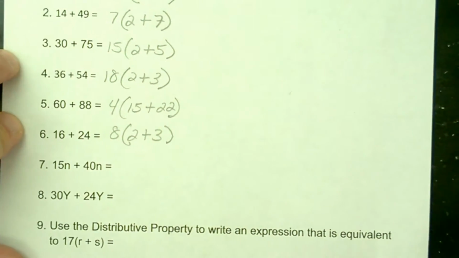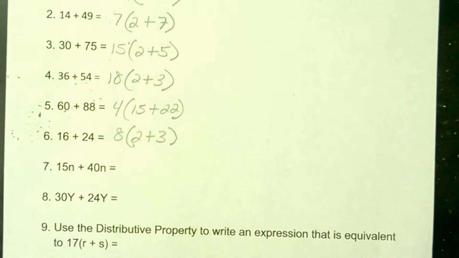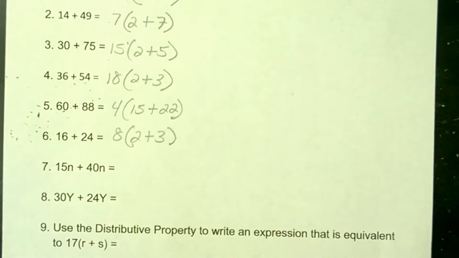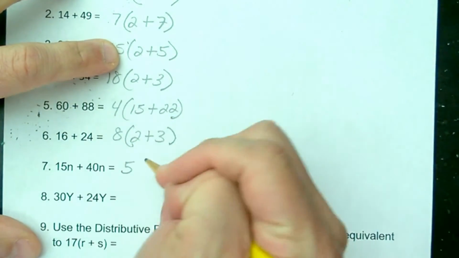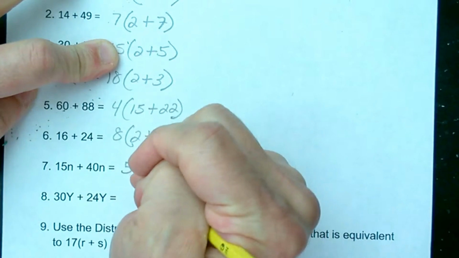So we continue on, and this one now has a variable. So we have 15n plus 40n. We start by finding the greatest common factor of 15 and 40, which would be 5. But we have this n. The n also has to go on the outside as well.